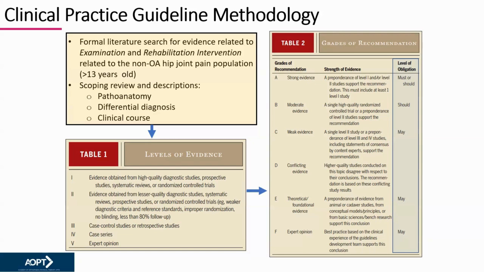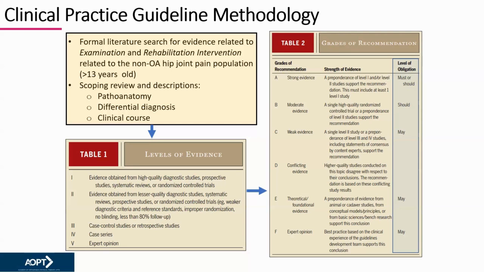Grades of recommendation were then produced based on the levels of evidence from our search, and you can see it's A through F. Some people may view this as a report card, but it's important to note how you interpret these recommendations. A is the strongest, based on the strength of evidence. F is expert opinion. It would be our weakest recommendation for any recommendations that were made. Note that D is conflicting evidence, where studies disagreed on the particular topic.